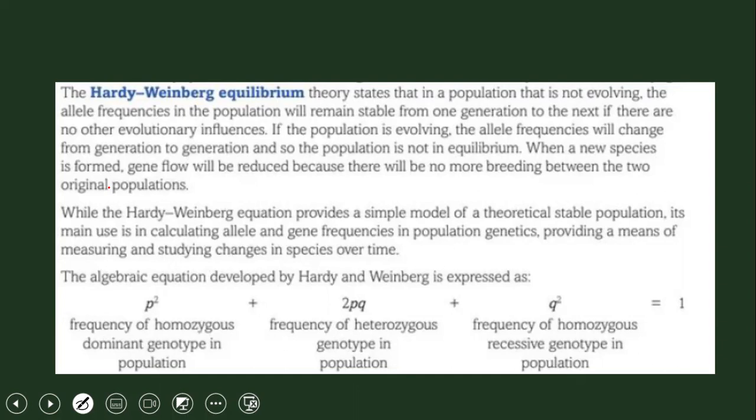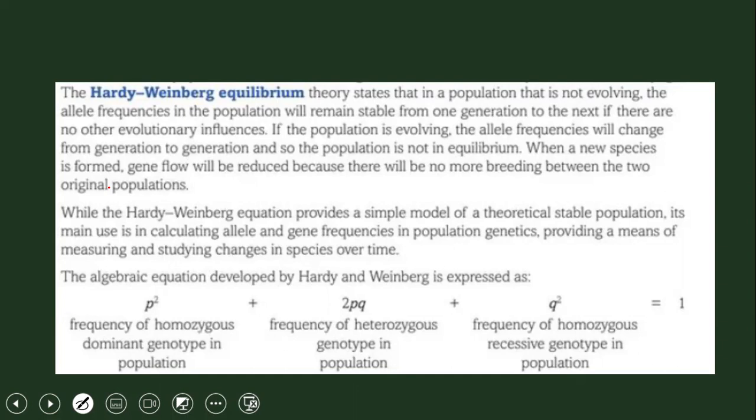So in this situation where your population is stable, we can use the Hardy-Weinberg equilibrium. We can use the Hardy-Weinberg equation. This is for when our population is stable, when it is not changing. If it is changing, then we can't use this equation. So the equation is this. Your Hardy-Weinberg theory basically states that in a population that is not evolving, the allele frequency will remain stable. If the population is evolving, the allele frequency will change from generation to generation.